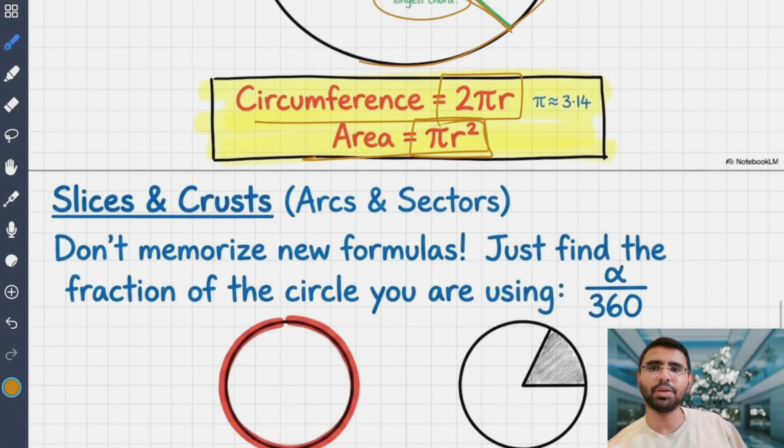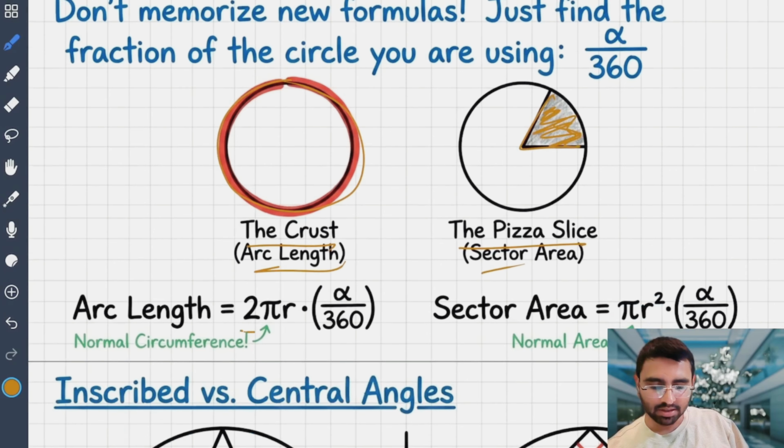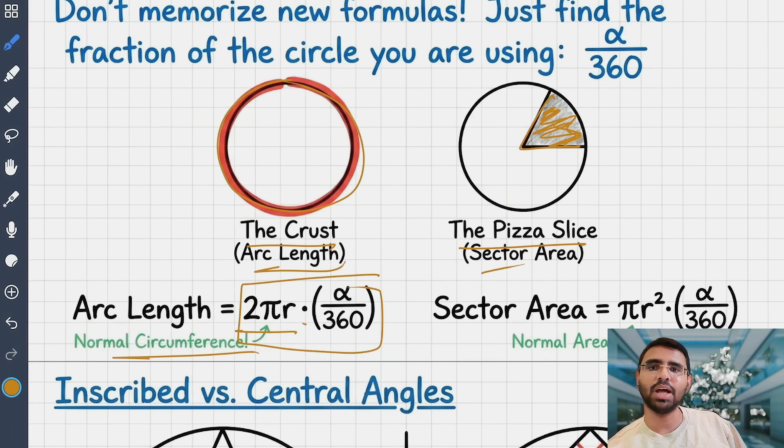Coming to the slices and crusts, arcs and sectors in the circle. So don't memorize a new formula. Just find the fraction of the circle you are using by alpha by 360. So this is the crust, arc length. The pizza slice is known as the sector area. This is the sector area. So arc length will be 2 pi r, the normal circumference, into alpha by 360. This will be the arc length.